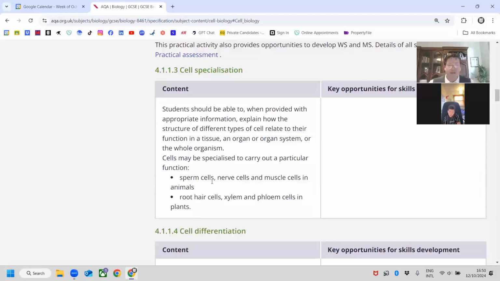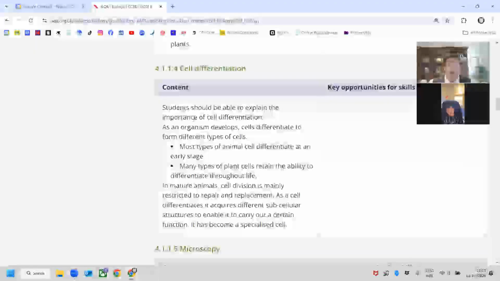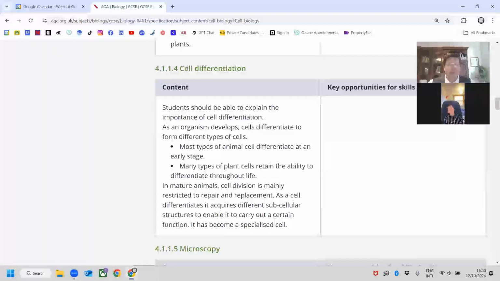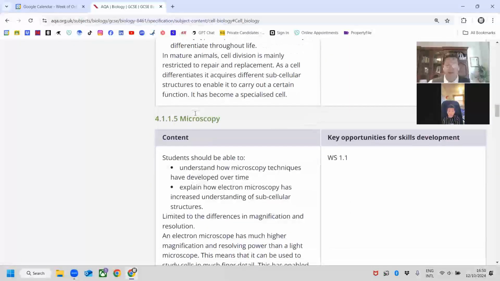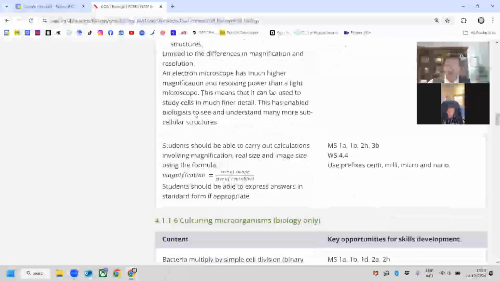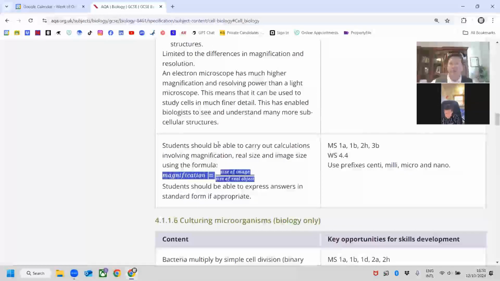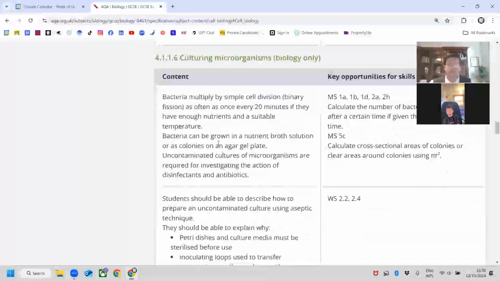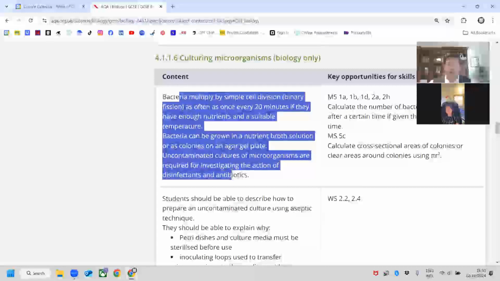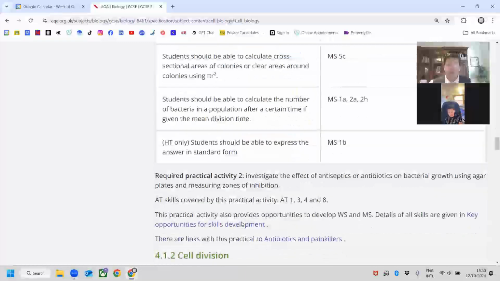Okay, and different types of cells, sperm cells, nerve cells, muscle cells. We've skipped over the first of those because of your age, but never mind. We will deal with it in the future. Cell differentiation. That's just the way cells divide and so on. Microscopy, that's what we've looked at. Again, I've skipped a little bit of maths. Microscopy, that's when you look in a microscope. We've done this experiment and we've looked at this.